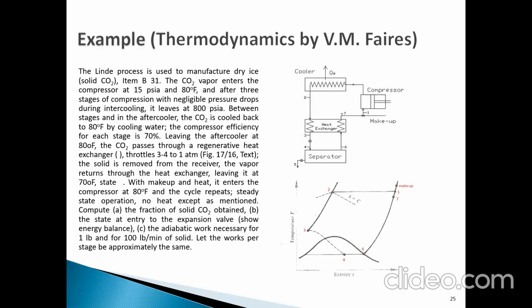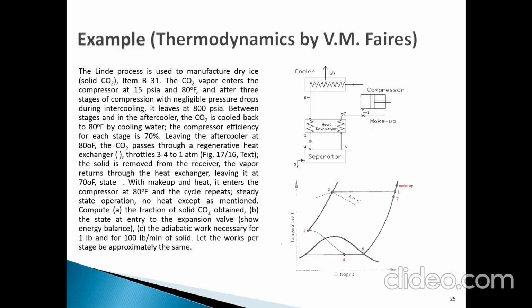With negligible pressure drop during intercooling, it leaves at 800 psi. Between stages and in the aftercooler, the CO2 is cooled back to 80 Fahrenheit by cooling water. The compressor efficiency for each stage is 70%, leaving the aftercooler at 80 Fahrenheit. The CO2 passes through a regenerative heat exchanger. Okay. So, mamaya tingnan natin yung ano yung naka-enclose na yan.